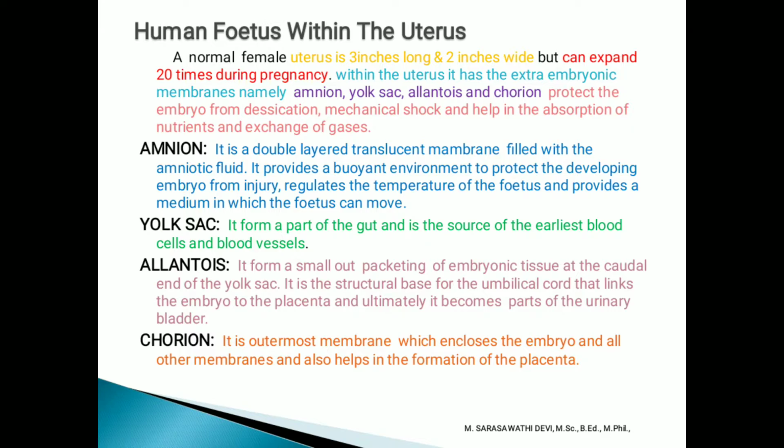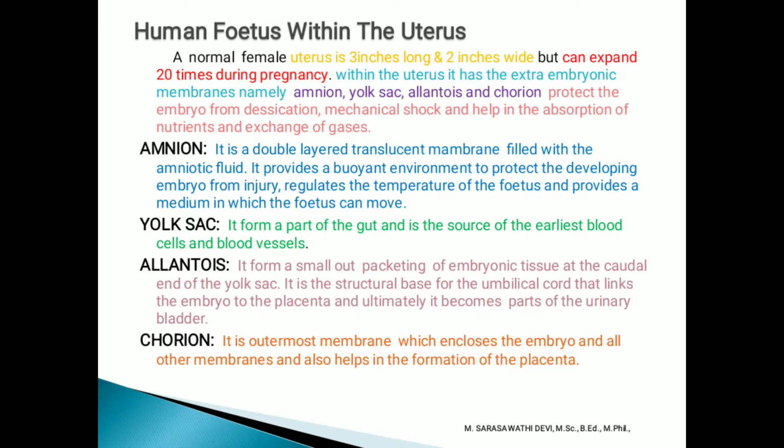Allantois. It forms a small outpocketing of the embryonic tissue at the caudal end of the yolk sac. It is the structural base of the umbilical cord that links to the placenta, and ultimately it becomes a part of the urinary bladder. Chorion. It is the outermost membrane which encloses the embryo and all other membranes and also helps in the formation of the placenta.